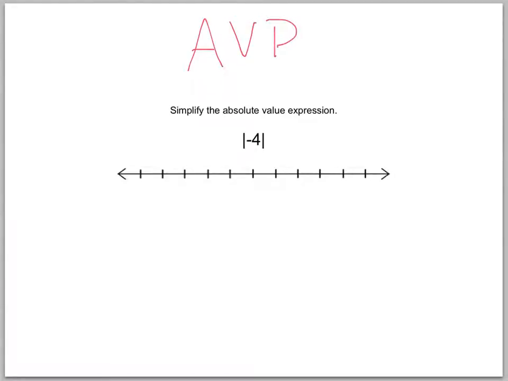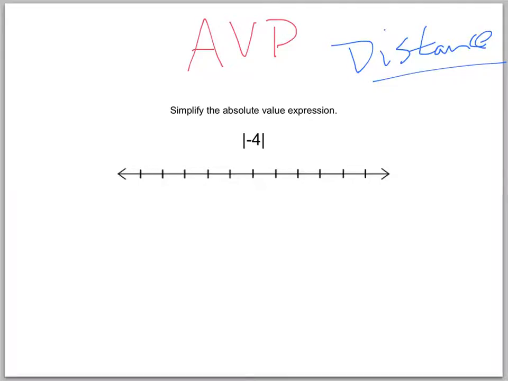AVP. You probably heard of the movie Alien versus Predator, and what that's going to stand for is absolute values are positive. They're always positive because remember, we know absolute values are actually a measure of distance. So absolute value is a measure of distance from 0.